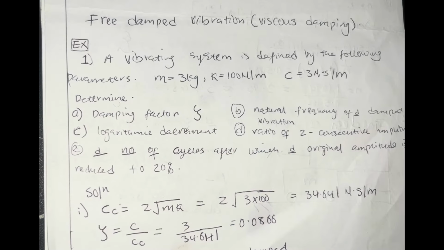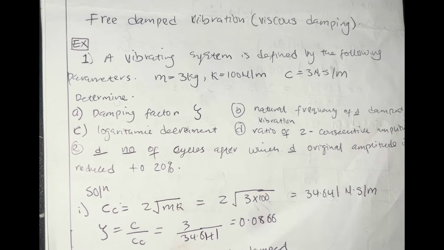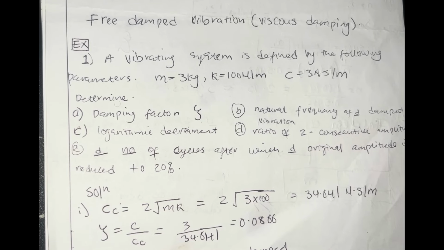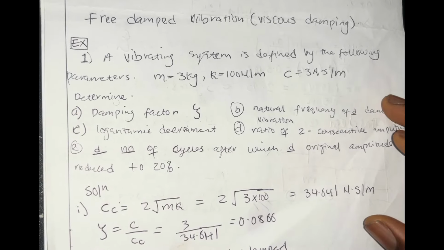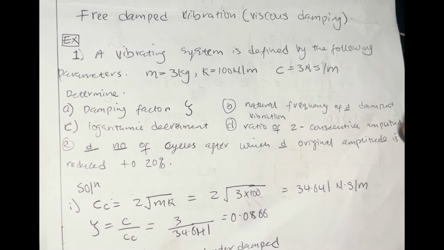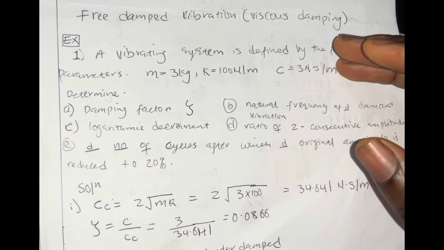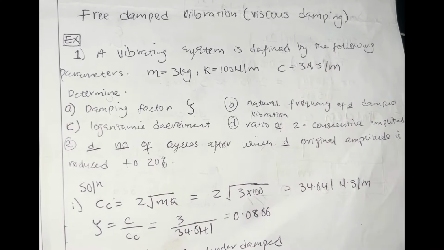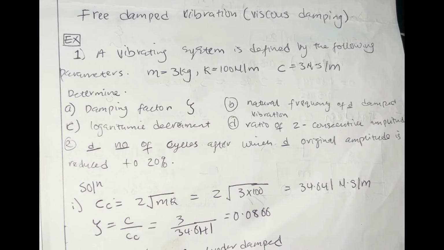So here we are looking at free damped vibration for a viscous damping. So freely damped, so it's moving freely, it's not forced. There's no forcing force that is moving the damper to move. We have our K, then we have our C. These are spring stiffness and damping coefficient. So it is freely damped, it is moving, but it is not forced by an external force.